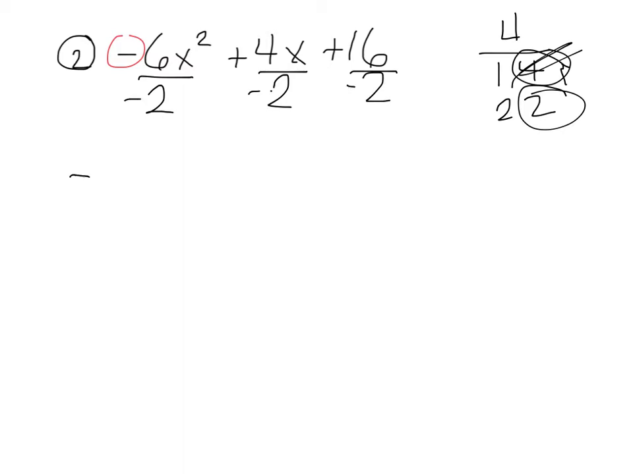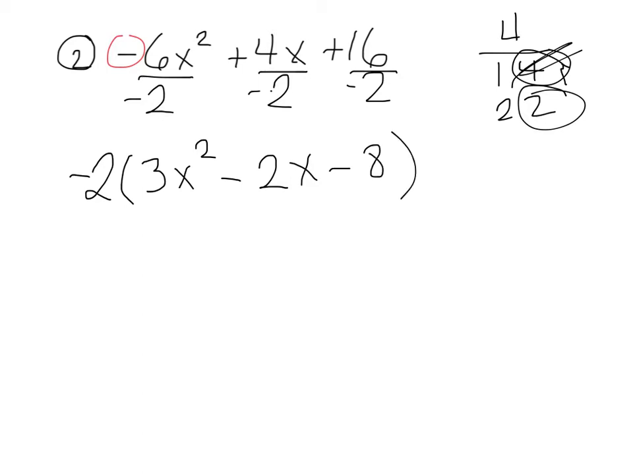So I'm going to have negative 2 on the outside, and then in my parentheses, negative 6 divided by negative 2 is 3. And then remember, our variables just stay the same. We're not dividing by any x's, so they're not going to change. And then 4 divided by negative 2 is going to be negative 2. Again, we still have that x. And then 16 divided by negative 2 is negative 8. Okay, so now we have a trinomial that looks like what we've been dealing with. So again, we're going to make our two sets of parentheses.